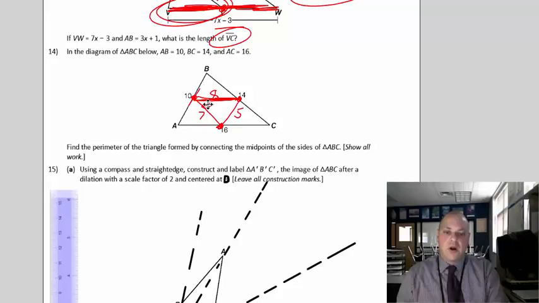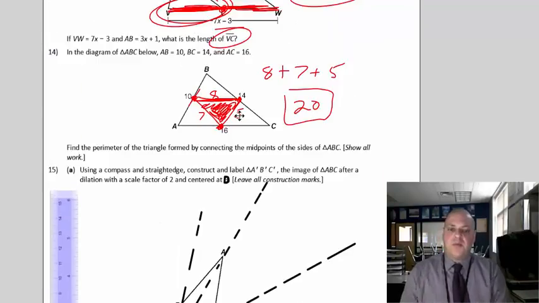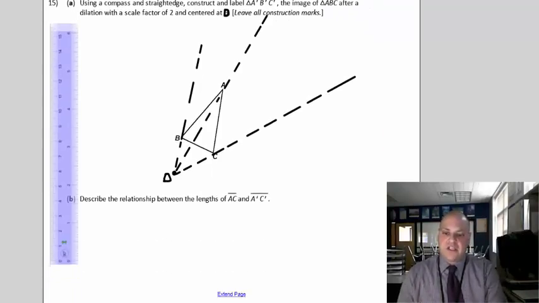Now I want the perimeter of the triangle formed. 8 plus 7 plus 5 is going to be 20. So the perimeter of the triangle formed is going to be 20. 15 needed to be done with a compass. If you don't have a compass, just kind of pay attention here.